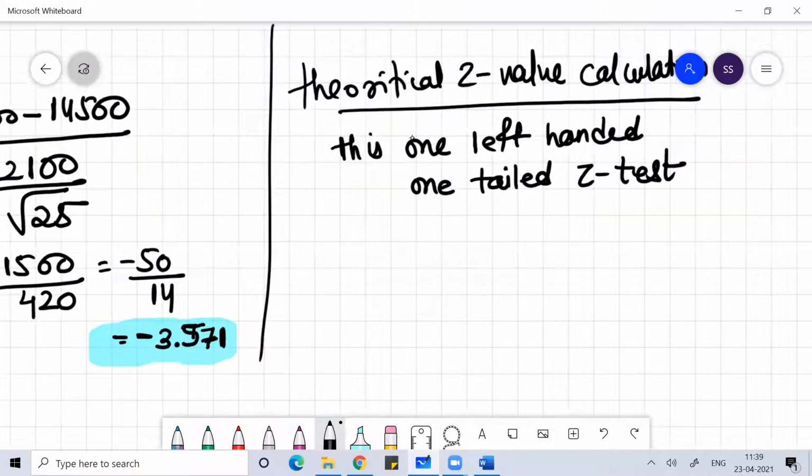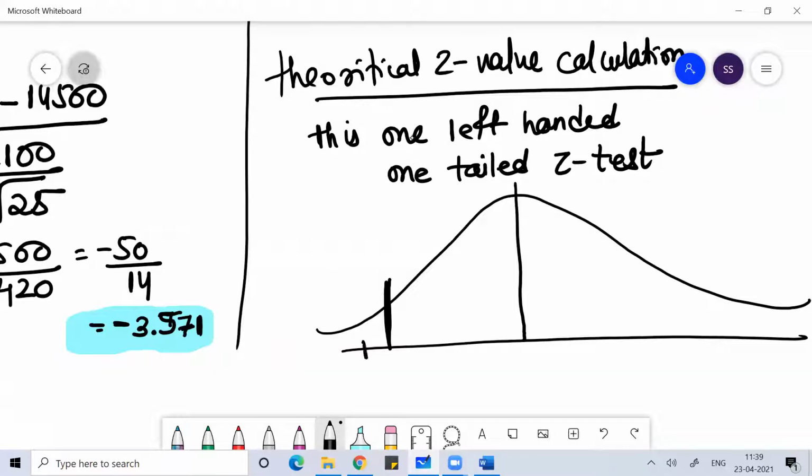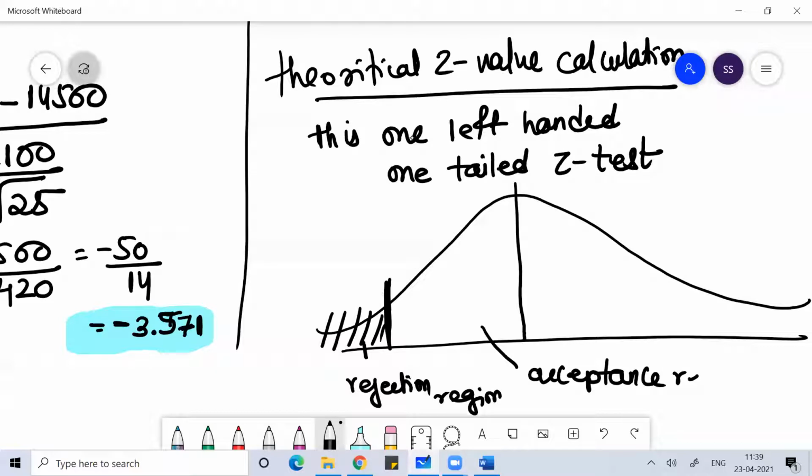So you simply draw the normal distribution curve. You know that 50% of the area lies on the left hand side and 50% of the area lies on the right hand side. I already explained this when discussing the normal distribution curve. This is your rejection region. If your data lies in this region, you will reject the null hypothesis, and this is your acceptance region.